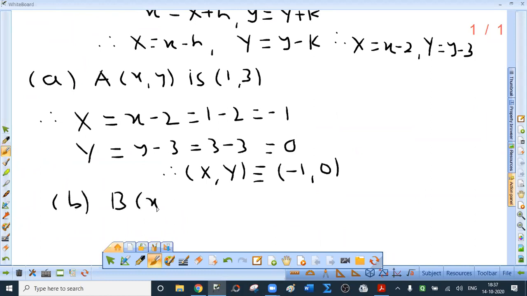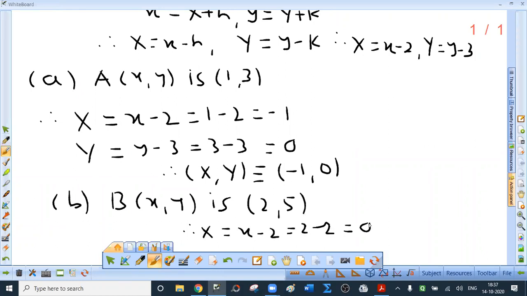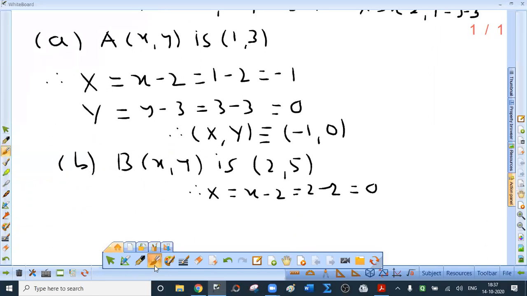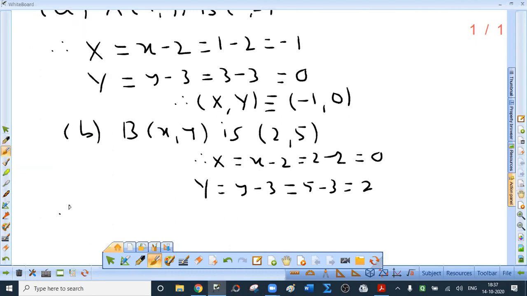Similarly, second point B. So I will say B, (x, y) is what? 2, 5. So capital X is small x minus 2, that is 2 minus 2 equal to 0. Similarly, find out capital Y, small y minus 3, that is 5 minus 3, which is nothing but 2. Therefore, the new coordinates are, the point is the same, but as the origin is shifted, the same point has new coordinates 0, 2.